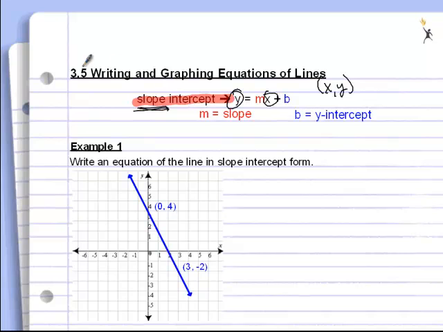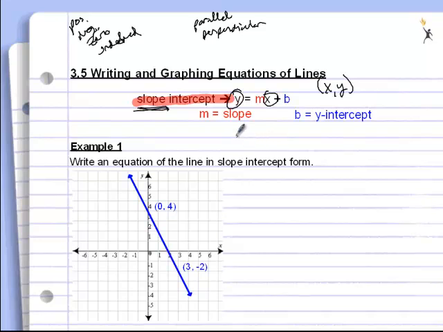We talked about slope. We talked about positive slopes, negative slopes, zero slopes, undefined slopes. Then we talked about parallel line slopes and perpendicular line slopes. All of those you should be familiar with now, and now we're going to take those ideas and apply them. In example 1, we're told to write an equation of the line in slope-intercept form.